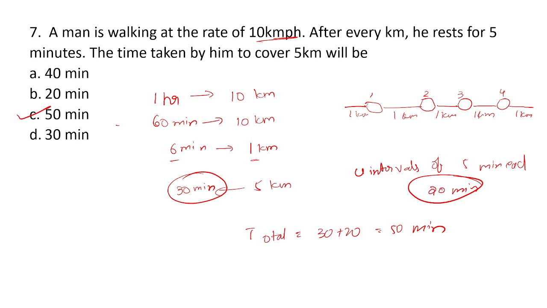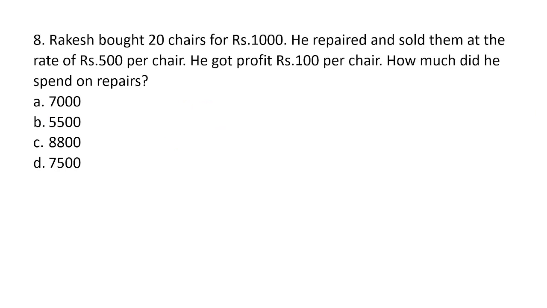Okay, let's jump into our next problem. Fine, guys, this is a problem on profit and loss, but it's a very simple problem. It's given in this way, guys. Rakesh bought 20 chairs for 1000 rupees. So he repaired and sold them at the rate of 500 per chair. He got profit of 1000. Oh, sorry, he got profit of 100 per chair. How much did he spend on repairs?